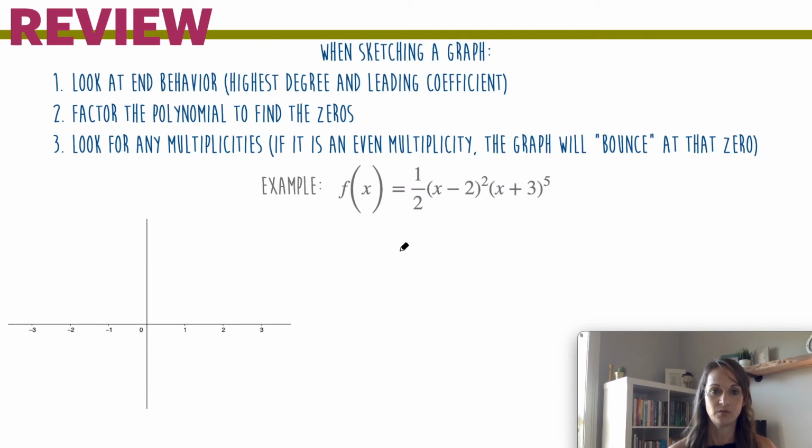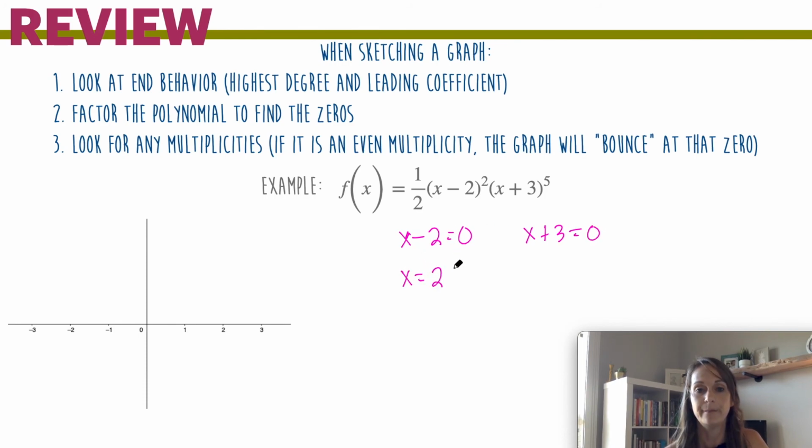So let's review. When sketching a graph, you're going to look at the end behavior, which means look at the highest degree and the leading coefficient. Then you're going to factor the polynomial to find any zeros and look for any multiplicities. So this is already factored for us. So we know that x minus 2 we can set equal to 0, and x plus 3 we can set equal to 0. So we know that x equals 2, but there's a multiplicity of 2. That gives us the multiplicity.